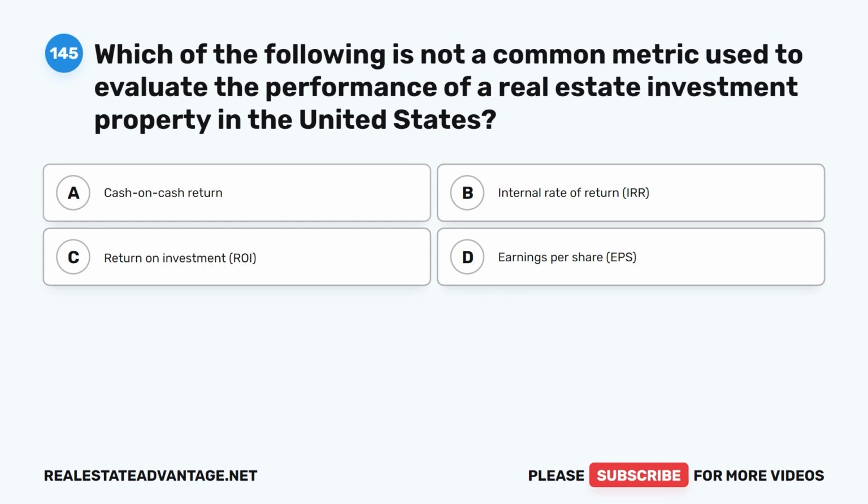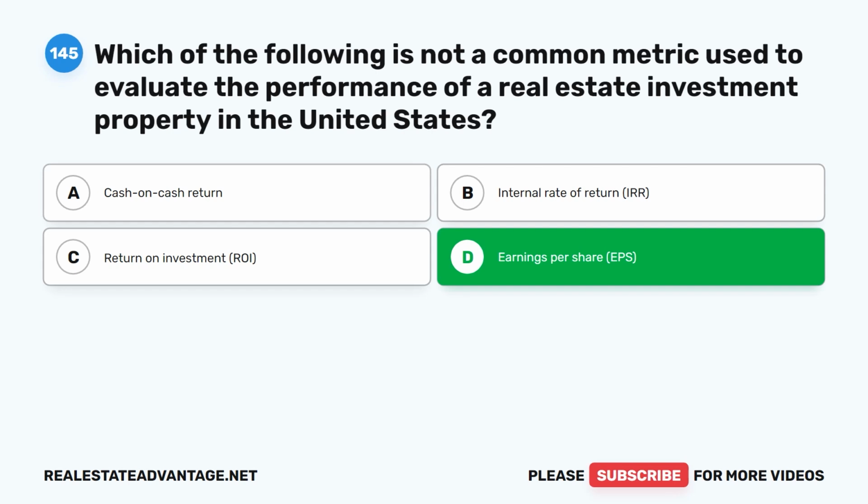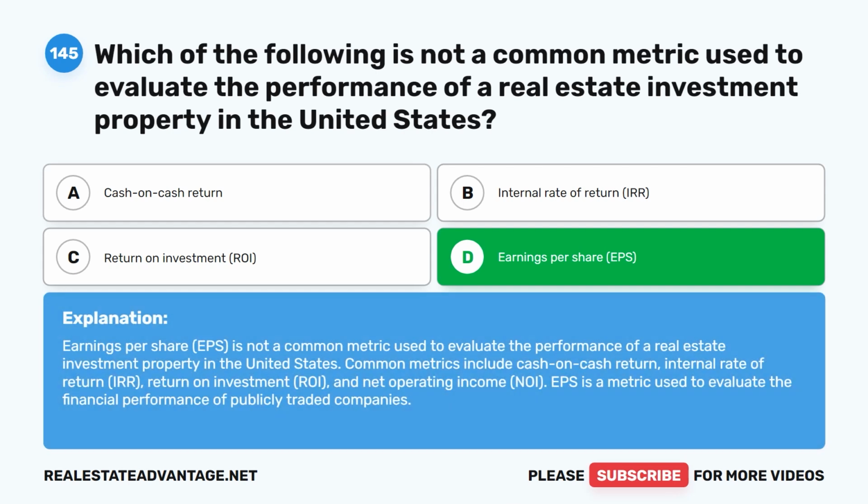Question 145. Which of the following is not a common metric used to evaluate the performance of a real estate investment property in the United States? A. Cash-on-cash return. B. Internal rate of return, IRR. C. Return on investment, ROI. D. Earnings per share, EPS. The correct answer is D. Earnings per share, EPS, is not a common metric used to evaluate the performance of a real estate investment property in the United States. Common metrics include cash-on-cash return, internal rate of return, IRR, return on investment, ROI, and net operating income, NOI. EPS is a metric used to evaluate the financial performance of publicly traded companies.